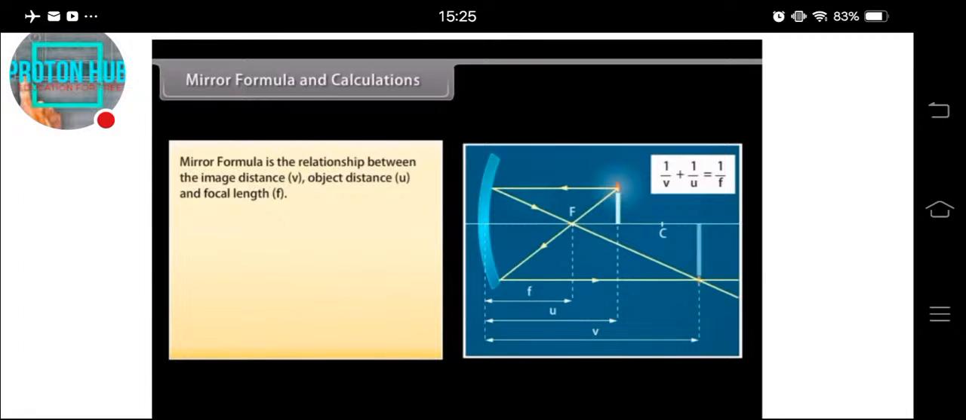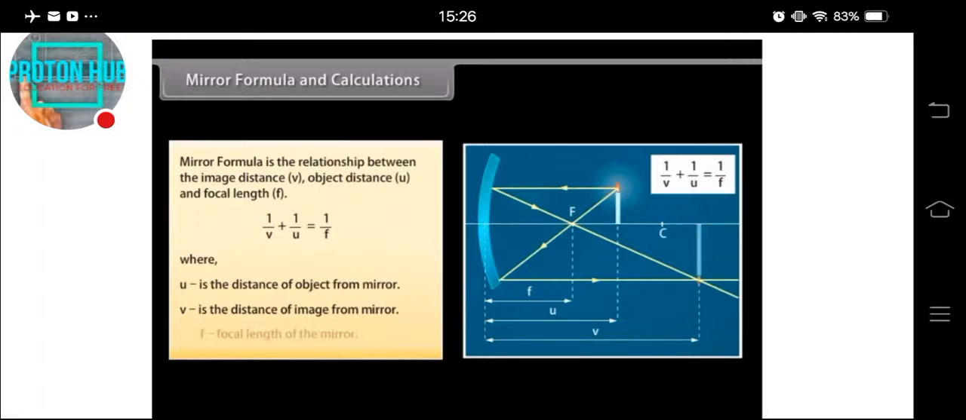Mirror formula and calculations. The mirror formula is the relationship between the image distance v, object distance u, and focal length f. 1 upon v plus 1 upon u is equal to 1 upon f, where u is the distance of the object from the mirror, v is the distance of the image from the mirror, and f is the focal length of the mirror.